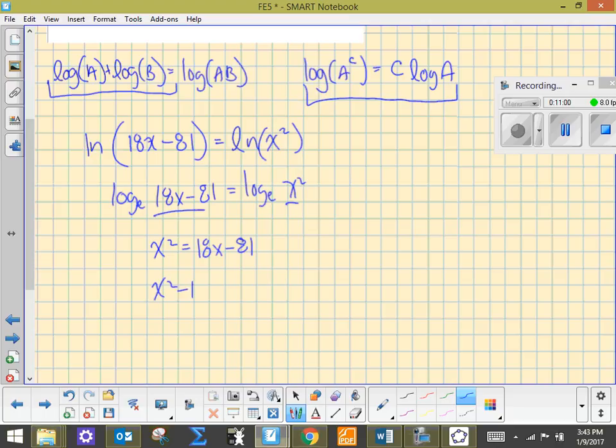So x squared minus 18x plus 81 equals 0. That's going to give me x minus 9 and x minus 9 equals 0. So I get x to be 9.